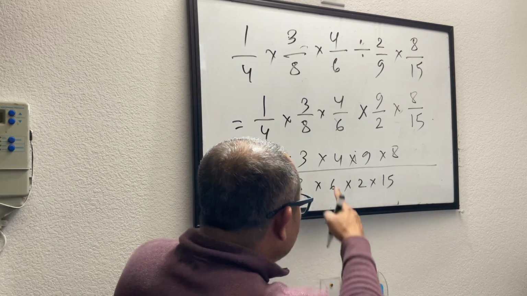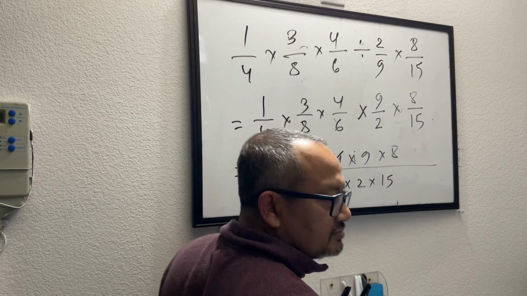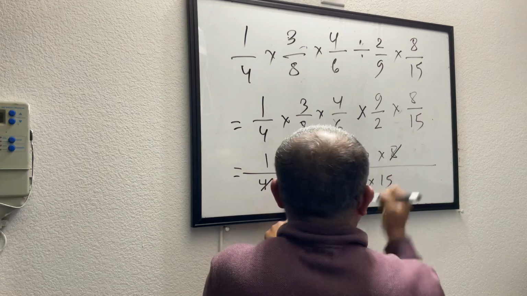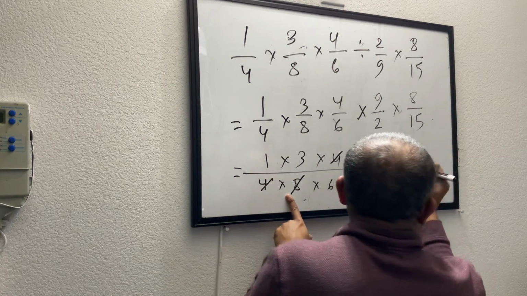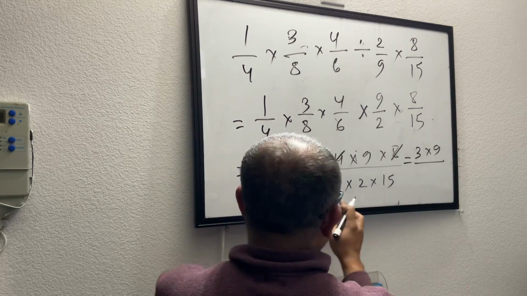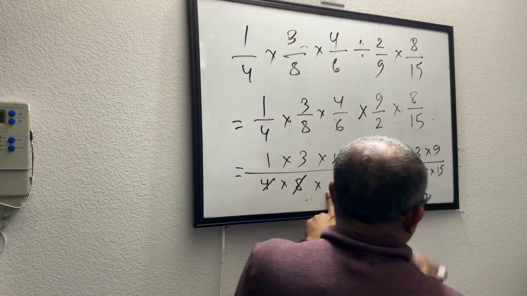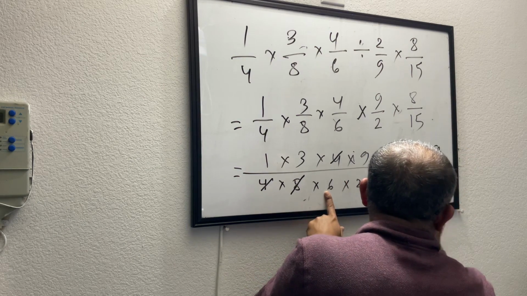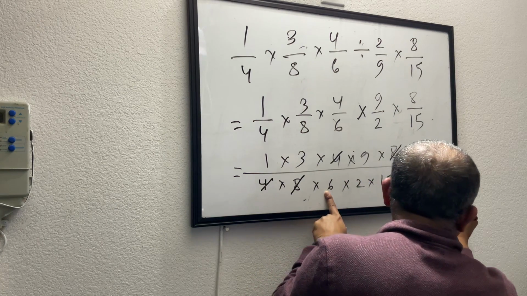Now, I already see there are numbers which are common. This 4 and this 4 I can do tic-tac-toe. This 8 and this 8 also I can do tic-tac-toe. Okay, what am I left with? 3, 9. So in the numerator I have 3 into 9, and in the denominator I have 6, 2 and 15. 3 I will write as 3. 9 I can break into 3 into 3. 6 I can break into 3 into 2. 2 remains 2. 15 I can break into 5 into 3.